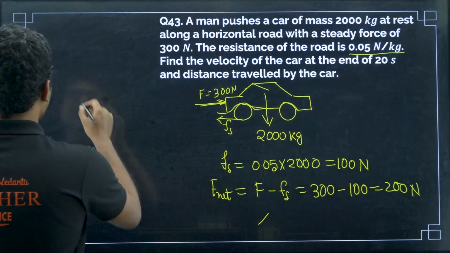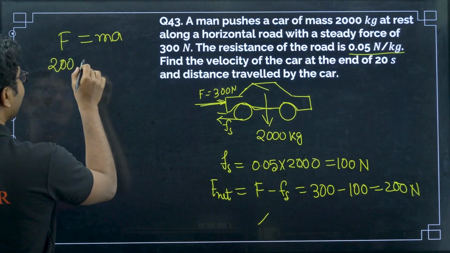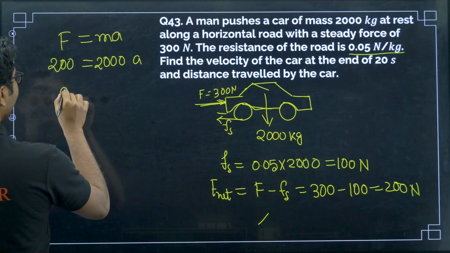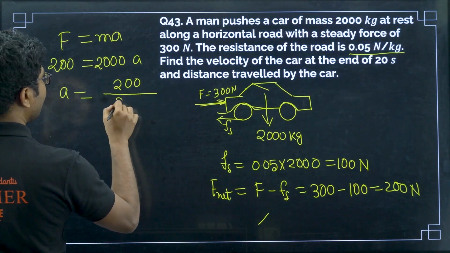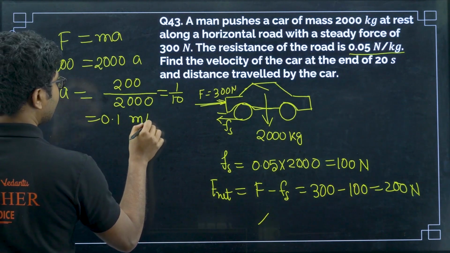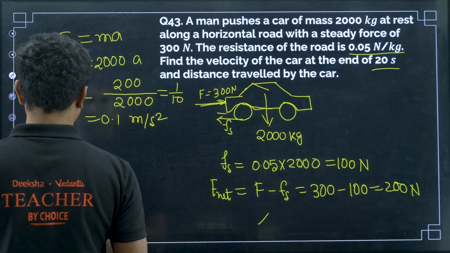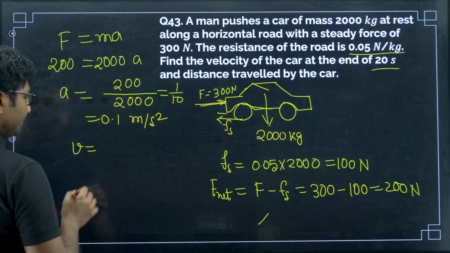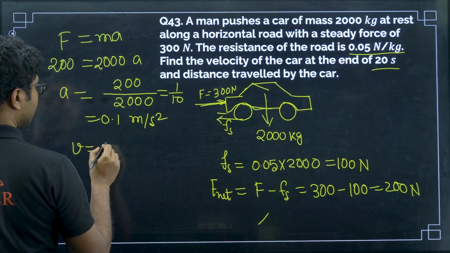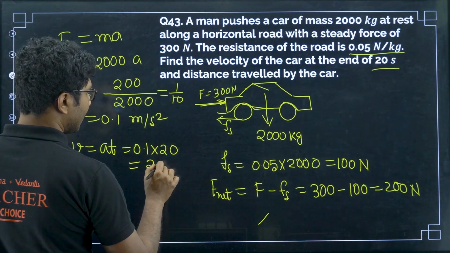So what is the acceleration then? F equals to ma, right? F is 200 Newton, and m is 2000 kg. So a is 200 divided by 2000, that is 1 by 10 or 0.1 meter per second square. This is the acceleration. Now you have to calculate the velocity after 20 seconds. Use the simple formula v equals u plus at. We have calculated a as 0.1 and t is 20 seconds, so that will be 2 meter per second is the velocity.